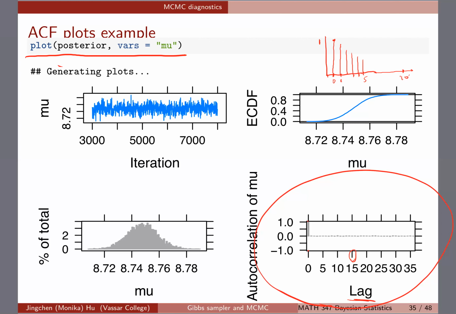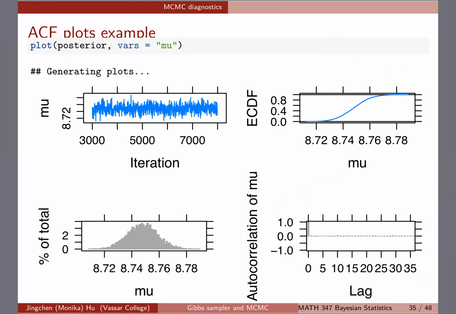So now we don't do anything, thin equals 1, because the adjacent draw is very independent from the next draw. But if you have a higher autocorrelation function, like the plot that we don't see now but will later, that will give you the indication that we should do larger thinning. Okay, like say every 10th draw or every 20th draw.